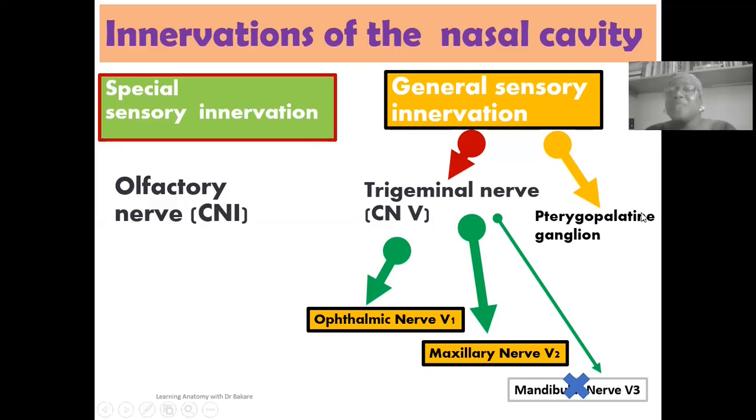Also, we have the Pterygopalatine ganglion. This ganglion also provides general sensory innervation of the nasal cavity. It also has a number of branches, but it is the nasal and the palatine branches of the Pterygopalatine ganglion that are seen to innervate the nasal cavity. As we go through this lecture, we'll be seeing the different branches of the Pterygopalatine ganglion, and the branches that are involved in innervating the nasal cavity. So let's go through this lecture to see how branches from each of the highlighted nerves provide innervations for the nasal cavity.